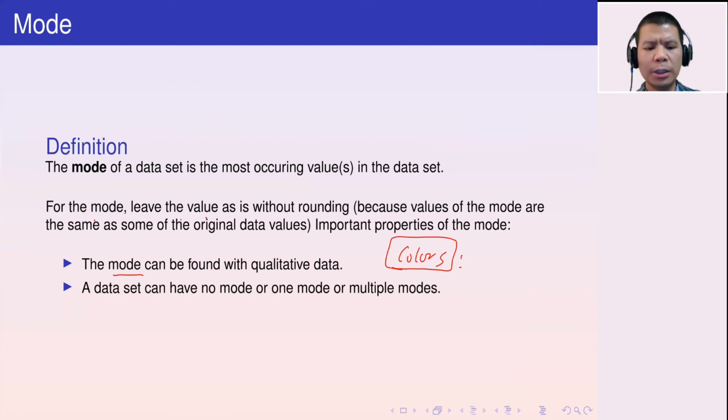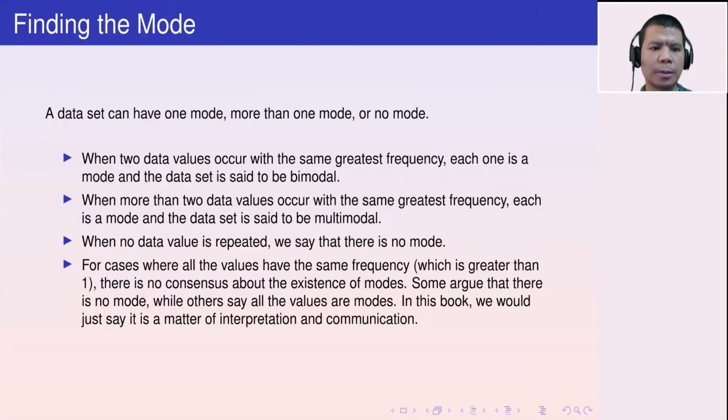Now, a data set can have no mode, one mode, or multiple modes. It is okay for a data set to have no mode, one mode, or multiple modes. But let's dig into this topic. When two data values occur with the same greatest frequency, each one is a mode, and the data set is said to be bimodal. If you have two data values with the same greatest frequency, then each of them is a mode, and the data set is bimodal. Now this is the first case.